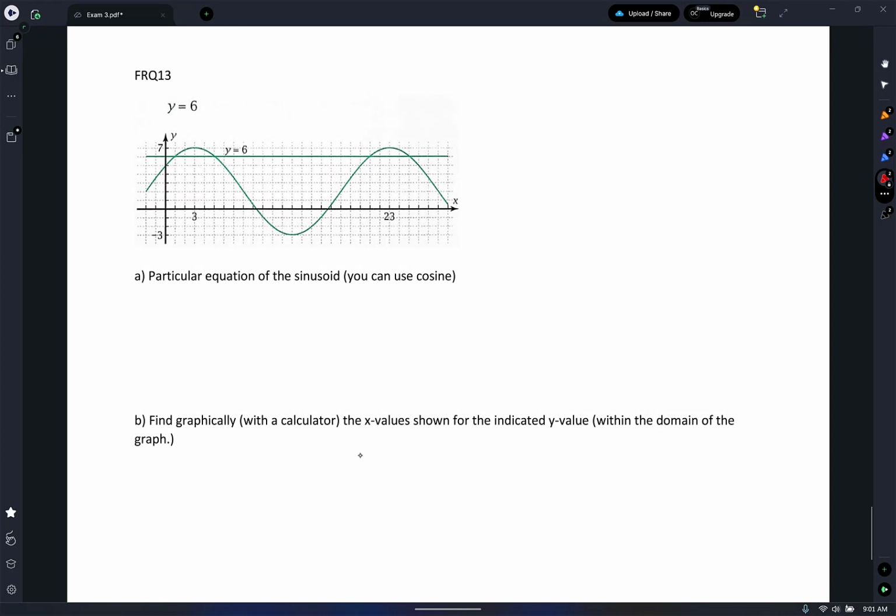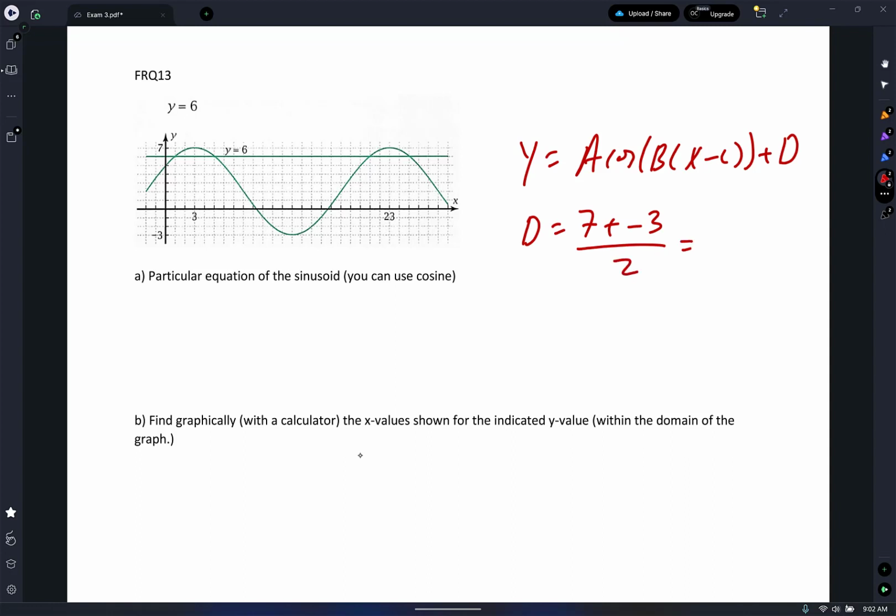Question 13. And we're pretty much done. Okay, here we go. Particular equation of the sinusoid. You can use cosine. Okay. So y equals a cosine b parenthesis x minus c close plus d. And we're in radians. So let's see. The midline, I guess let's first find the midline. D equals the max is 7, and the min is -3. And I'm going to divide that sucker by 2. 7 plus -3 is 4, and 4 divided by 2 is 2.